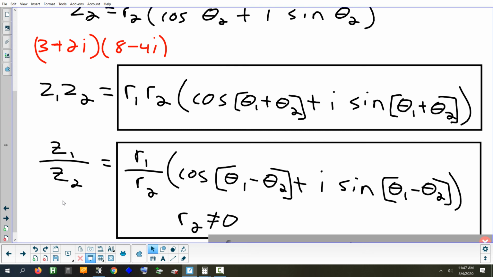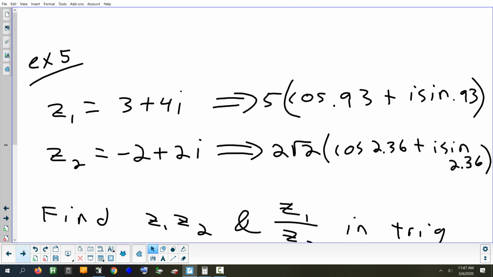So let's take a look at one. I might fix the problem a little bit because I just saw it and I may want to change something. This point, I'm going to do it in degrees. So we did this one together: -2 plus 2i. The radius was 2 root 2. What was the angle? 135. Now, this one I want to do in degrees as well.